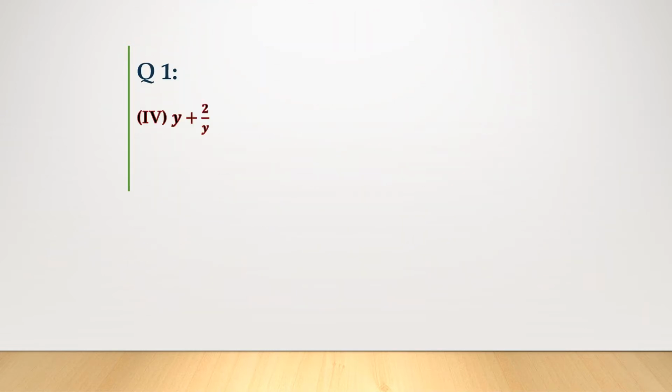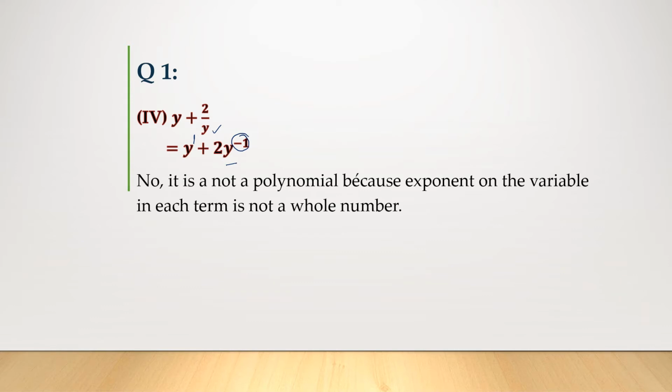Now the next part, y plus 2 upon y. Now let's change this into exponential form. Since y here is in the denominator, so we can write it like this. Now see the exponent on the variable. Here it is 1 and here it is minus 1, which is not a whole number. So any guess, will it be a polynomial? No, it is not a polynomial because exponent on the variable in each term is not a whole number.